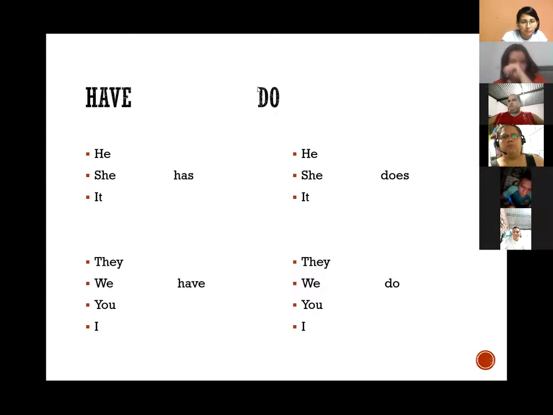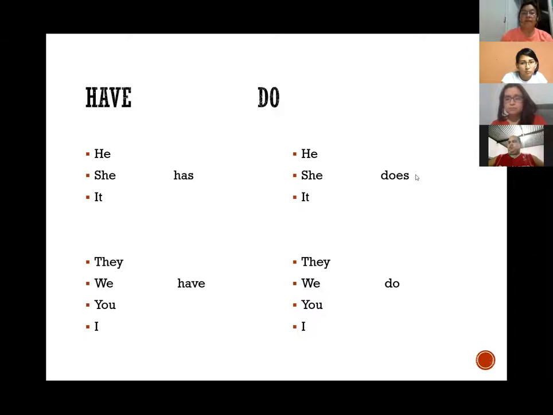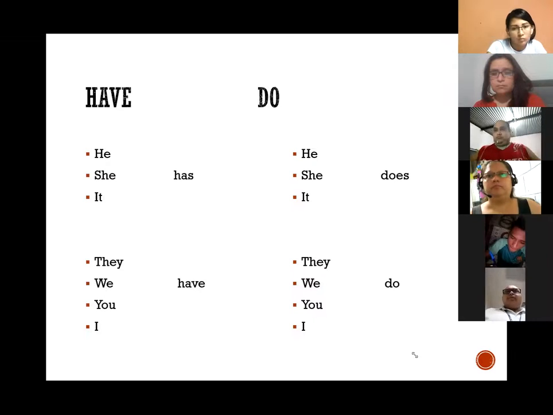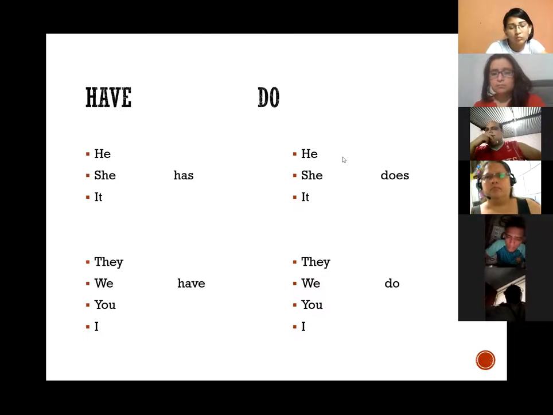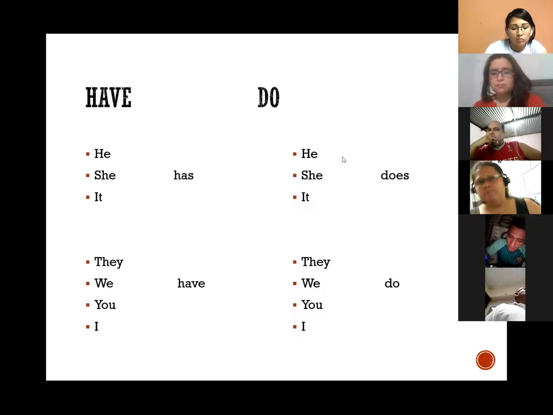Y también el verbo do. Significa hacer. Teacher, pero es no. Do es solamente verbo auxiliar o solamente significa hacer. Esta es una muy buena pregunta, señor Juan Alberto. Cuando decimos do como auxiliar, ahí ya no cumple una función como verbo. Únicamente nos está ayudando a identificar que esa oración es una pregunta.